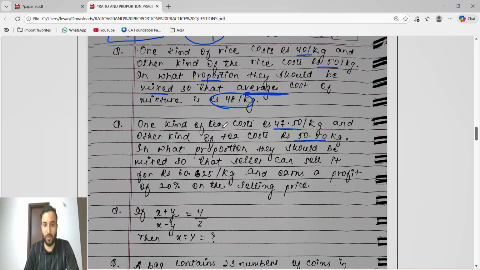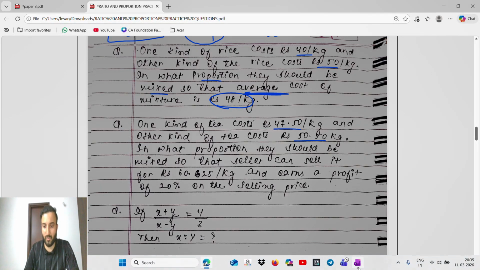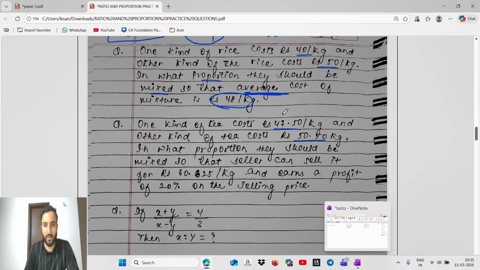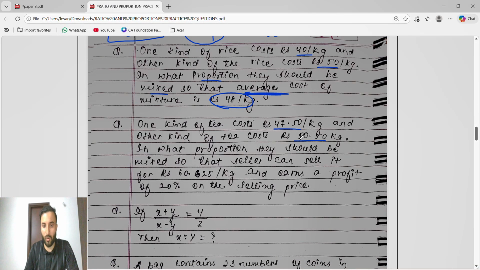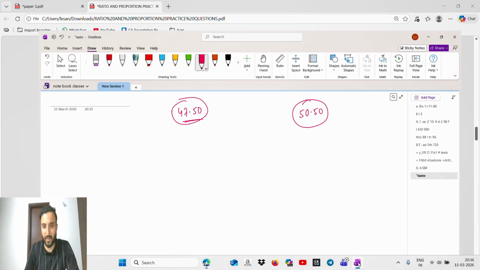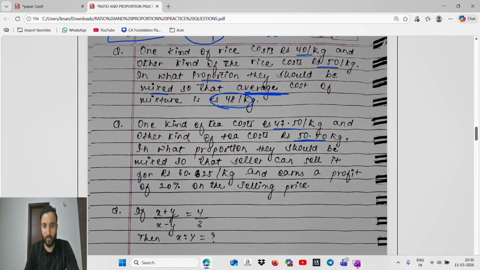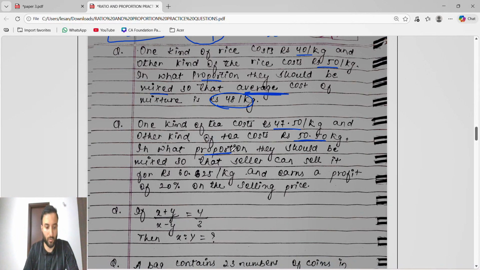See, one kind of tea costs 47.50, so we'll write the cost of the first kind here. And the other kind of tea costs rupees 50.50, so we'll write the other tea cost. Okay, one kind cost, other kind cost. Here we have to write the average cost. So average cost in what proportion? Okay, the question is the proportion. They should be mixed so that the seller can sell it.